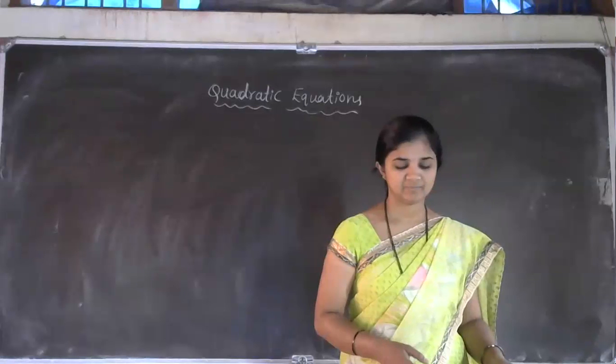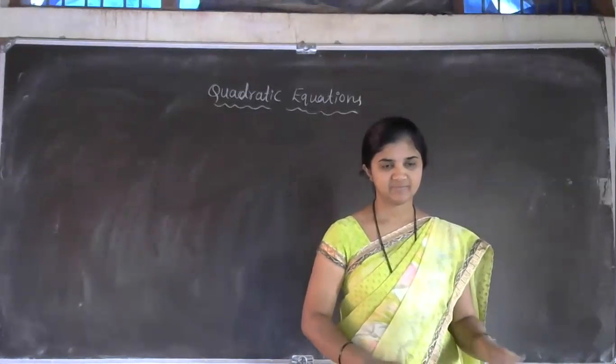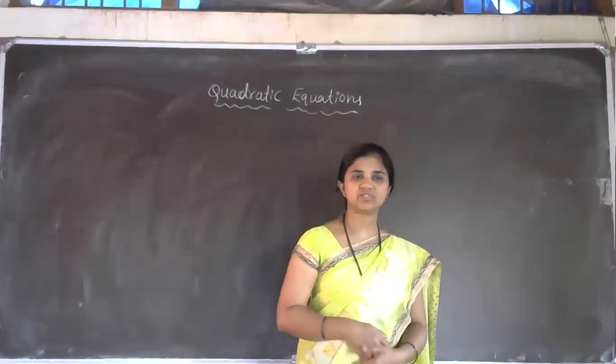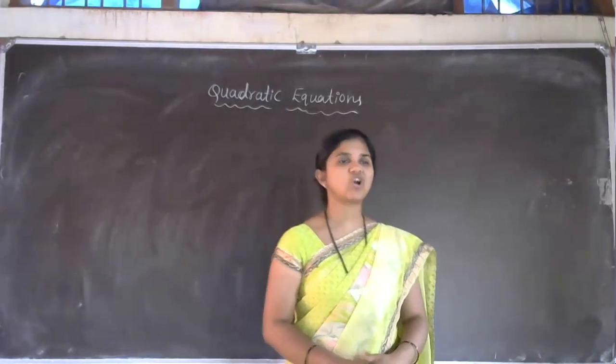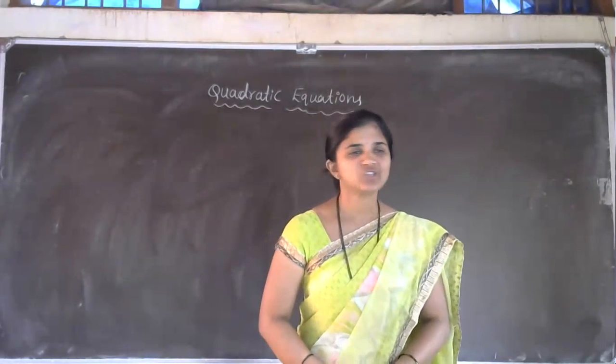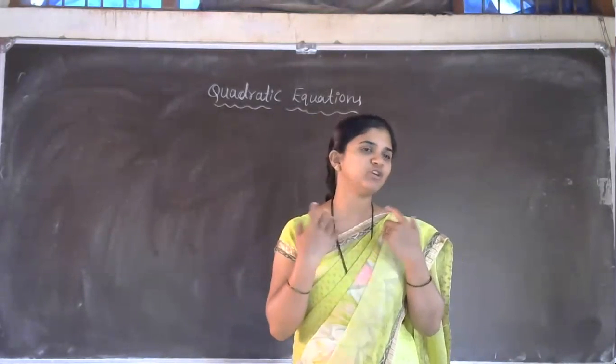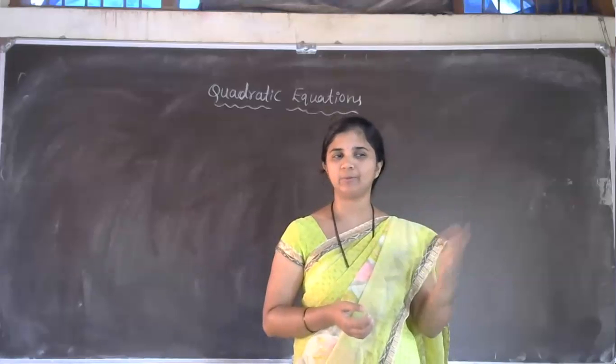Yes, quadratic formula. X is equal to minus b plus or minus square root b square minus 4ac divided by 2a. Very good. X is equal to minus b plus or minus square root of b square minus 4ac divided by 2a. So this is called the quadratic formula. Using this formula, we have worked out many example problems.